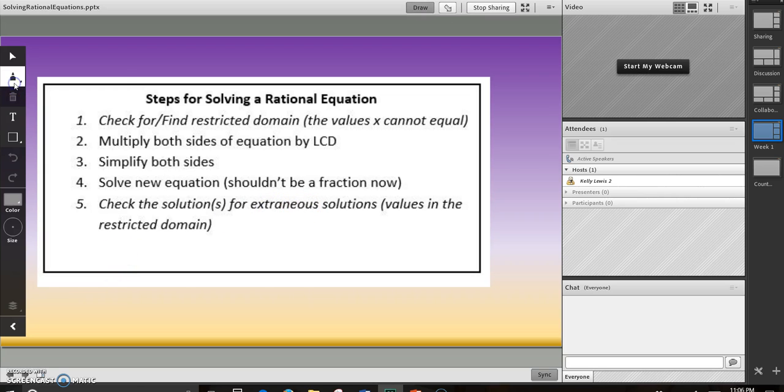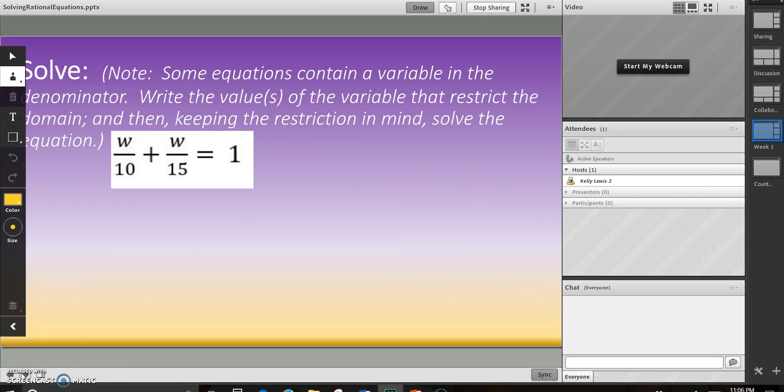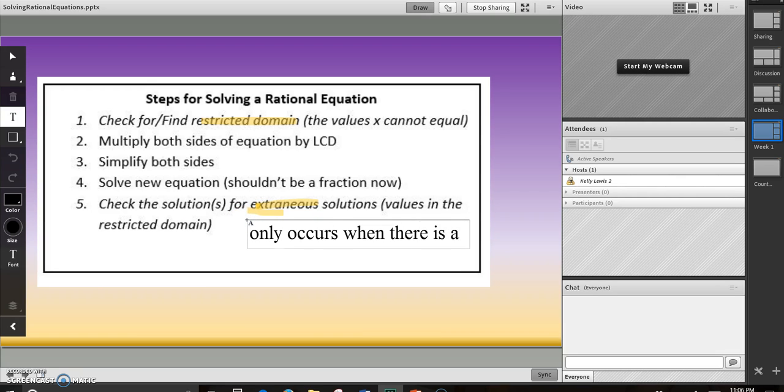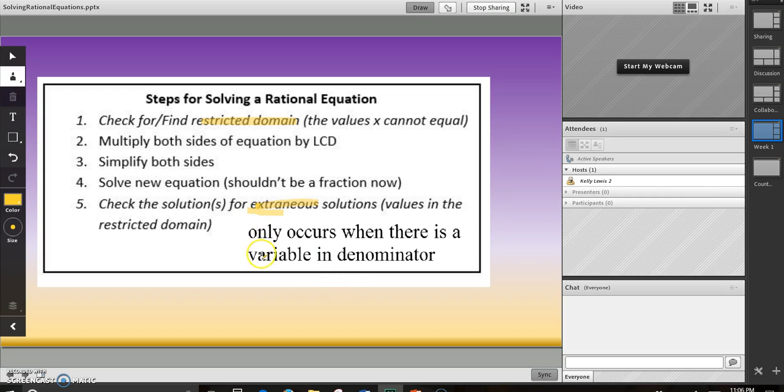Sometimes there's what's called an extraneous solution. An extraneous, look at the word extra in there, means that there are solutions that don't fit because of the domain restriction. All right, so an extraneous solution only occurs when there is a variable in the denominator, just so you know, okay? An extraneous solution only occurs when there's a variable in the denominator.